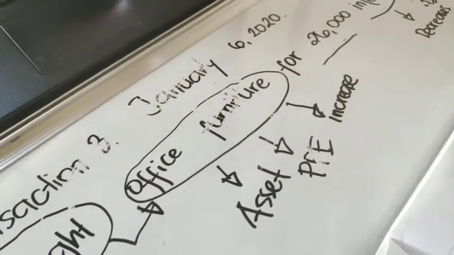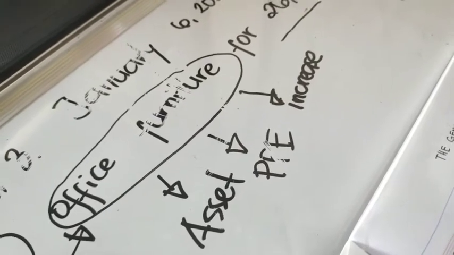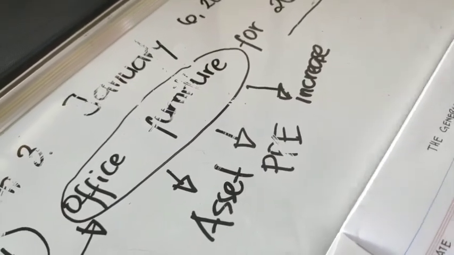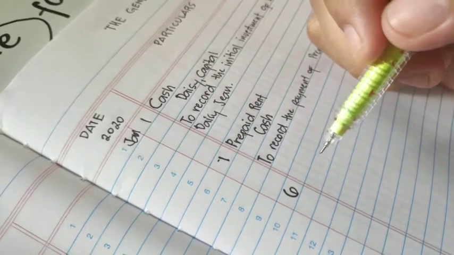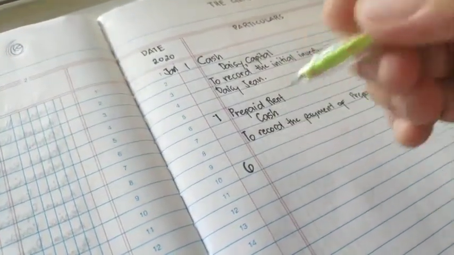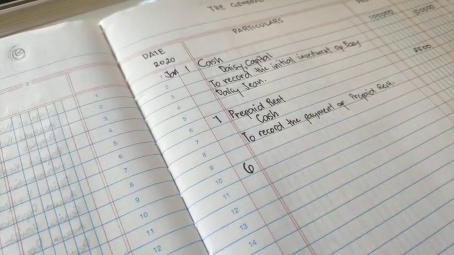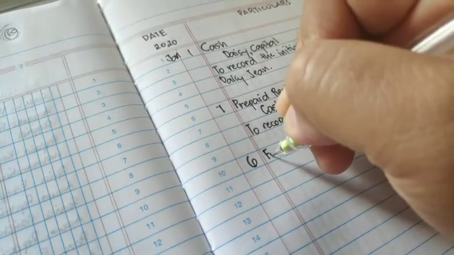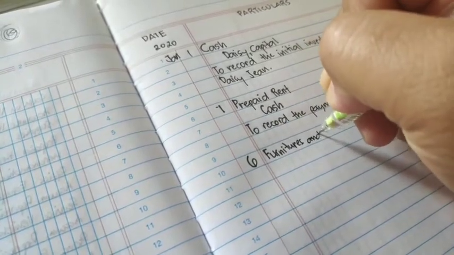In your analysis, the office furniture is an asset which increases. So when an asset is increasing, you put it on your debit side. The account that you will be using is furniture and fixtures, because office furniture is classified as furniture and fixtures.